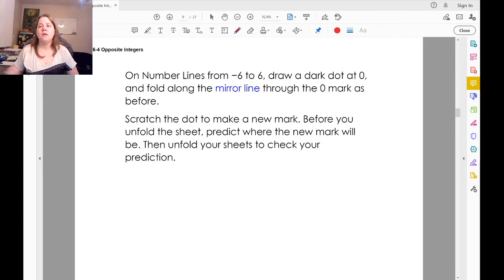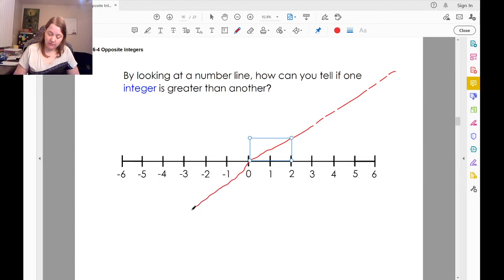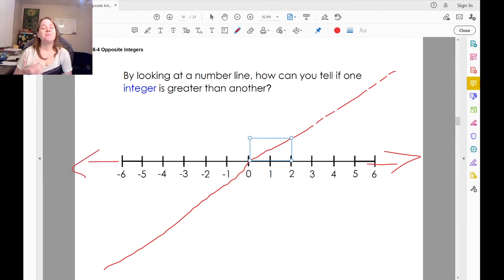Fun fact. On number lines, we're going to keep going. By looking at a number line, how can you tell if one integer is greater than the other? Well, we kind of talked about this yesterday, but basically, the numbers get bigger in a positive direction going away from 0, and they get smaller going away from 0 on the negative end. So you can tell if one integer is greater than the other by how far to the right it is. The more to the right it is on the number line, the bigger it is. The more it is to the left of the number line, the smaller it is.